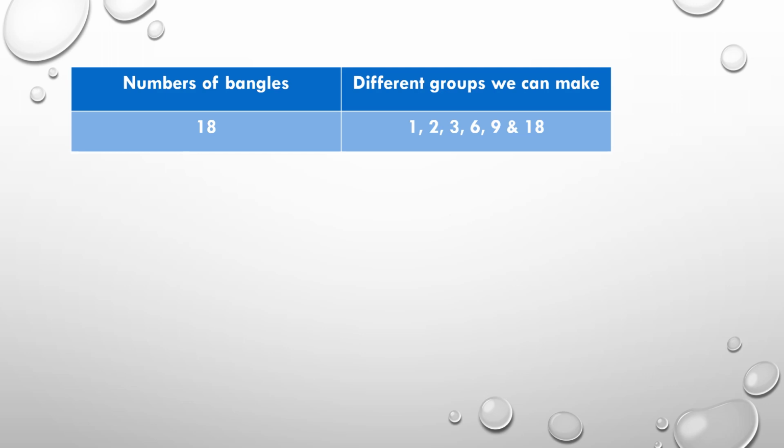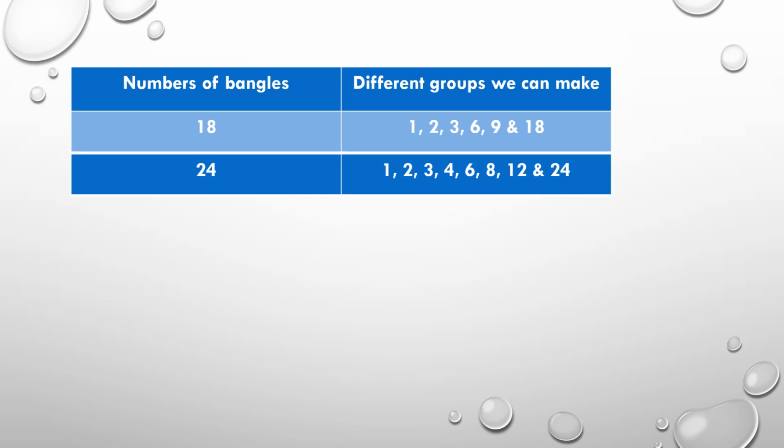Let's start with 24. If I have 24 bangles and I want to make different groups, let's start with 1. 1 times 24 is 24. Then in the table of 2, 2 times 12 is 24. In the table of 3, 3 times 8 is 24. In the table of 4, 4 times 6 is 24. In the table of 5, there is no 24. And in the table of 6, 6 times 4 is 24, which is already written here.